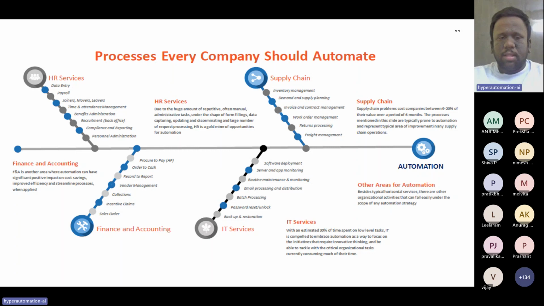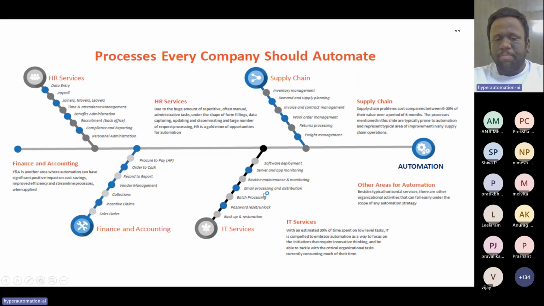One of the small processes we'll take here is in terms of finance and accounting. We have procure to pay, order to cash, record to report, vendor management, incentive claim, sales order. All these processes are very repetitive, and those are the ones that are the best suited for your organizations.